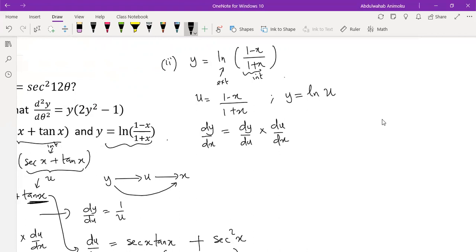Now, the dy/du is very easy to find. The dy/du is just the derivative of the ln function, which is just 1 over u. Now, what is left for us is to find du/dx. Okay, so let's do it here, du/dx.